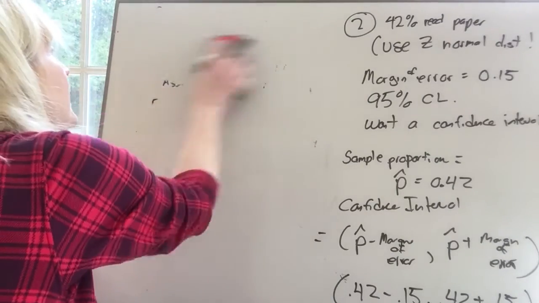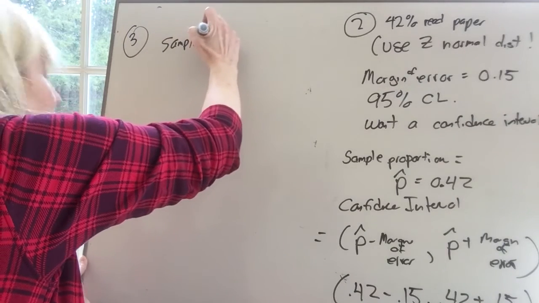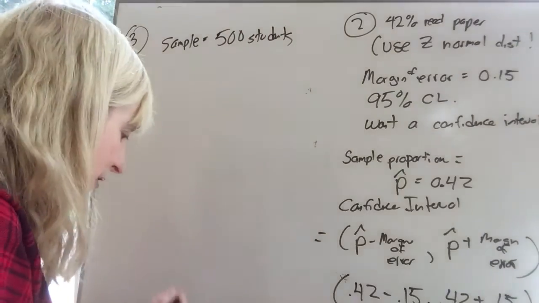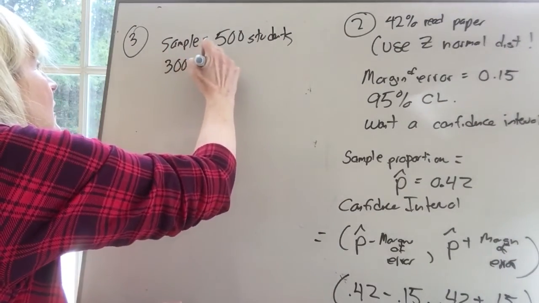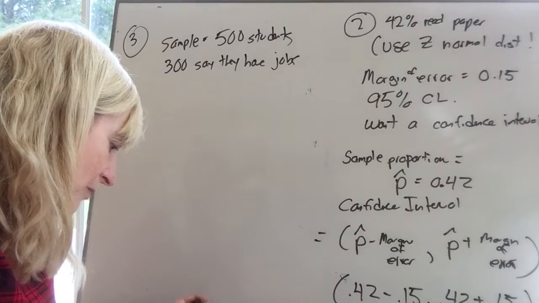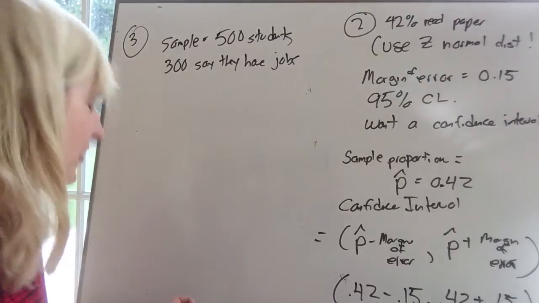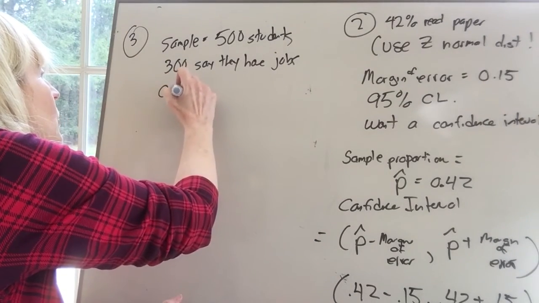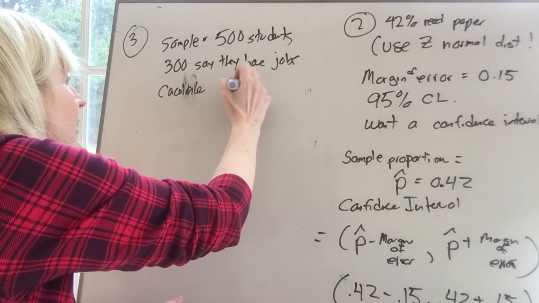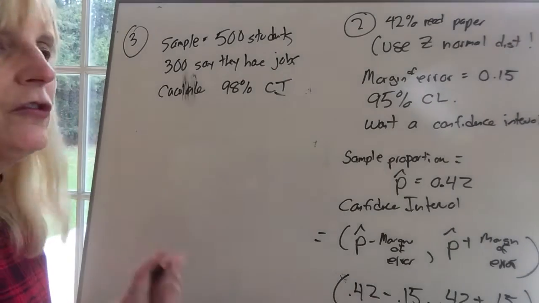So for number 3, we took a sample of 500 students. 300 say they have jobs. Assume conditions are met for a normal model for sample proportions. And we want to calculate a 98% confidence interval. Okay, so first off, this is dealing with p hat.